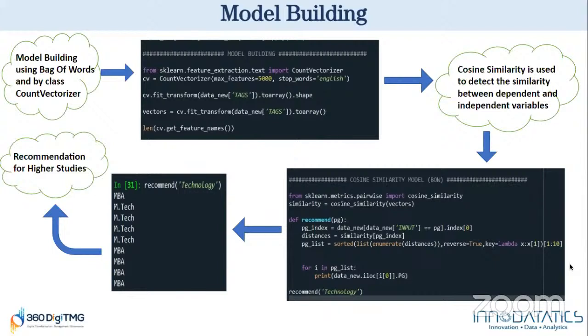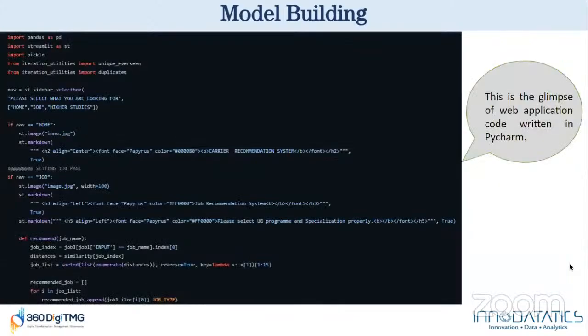Once our model is working as per the business requirements, we can proceed with the deployment part. Moving to the next slide, please. Here the code we have used in PyCharm is displayed in the slide for the deployment of the model. PyCharm is basically used to create a web application interface to help the user get their recommendation with the help of a machine learning algorithm. Moving to the next slide.